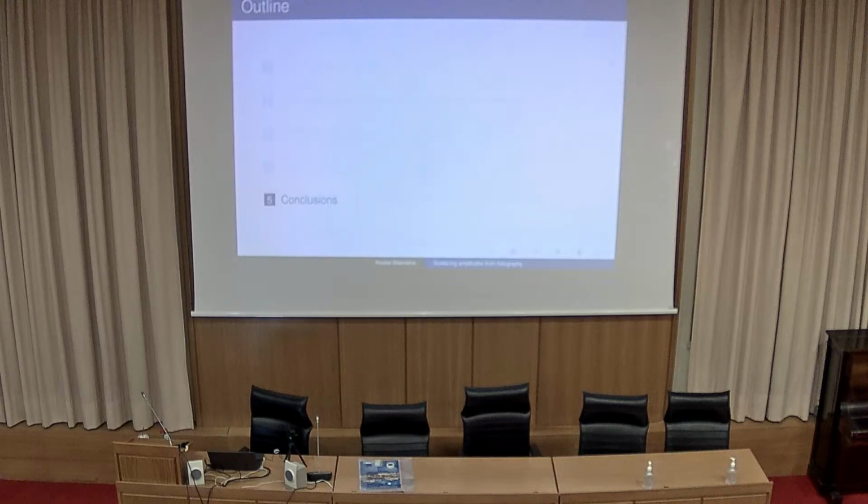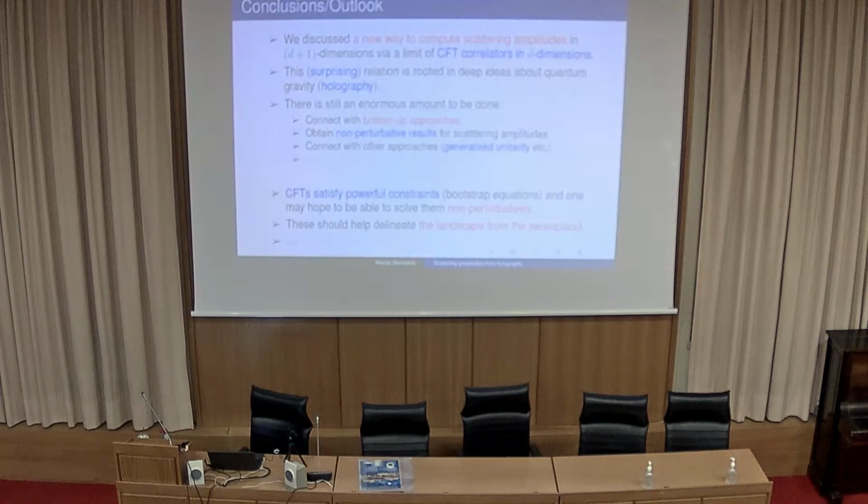Okay, so now let me summarize and conclude. What I discussed today is a new way to compute scattering amplitudes for a d+1 dimensional theory in flat space by taking a limit of CFT correlators in one dimension less. If you didn't know about holography, I think this is surprising. And it is rooted in deep ideas about quantum gravity. This is just the beginning. I think there's still an enormous amount of things to be done.